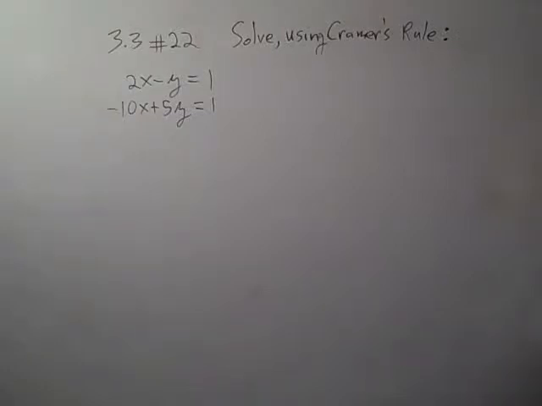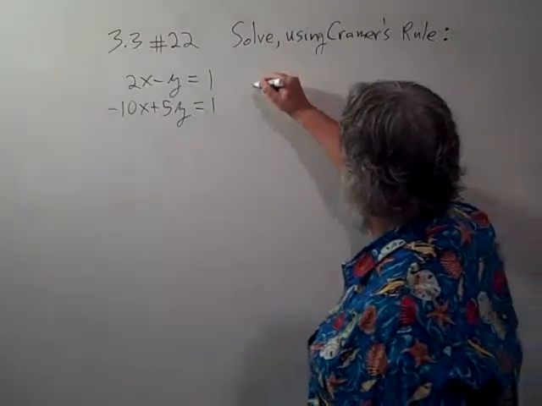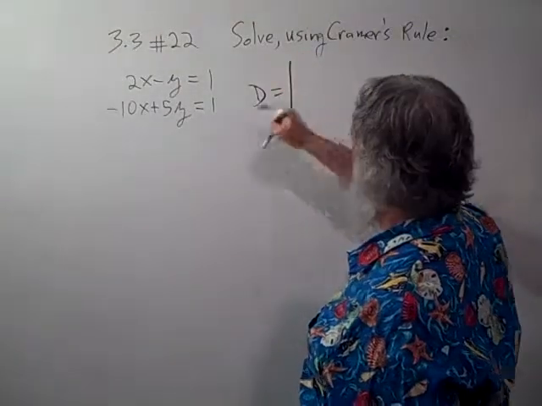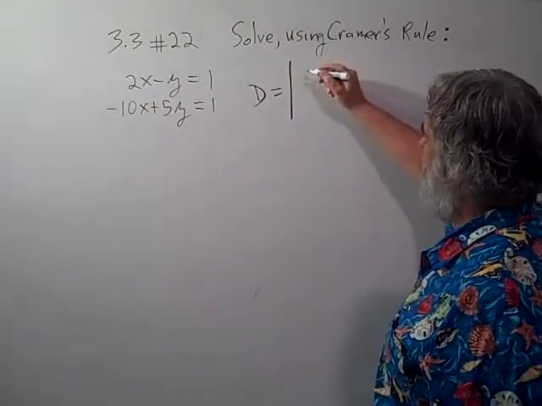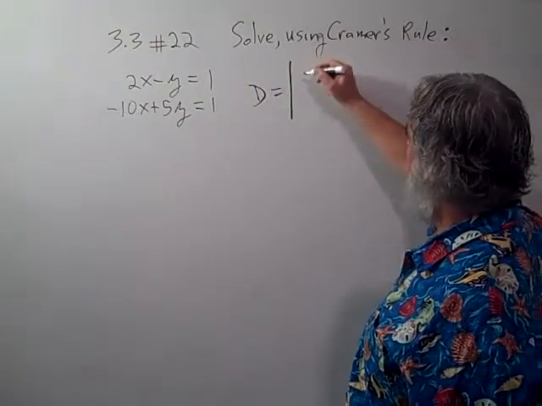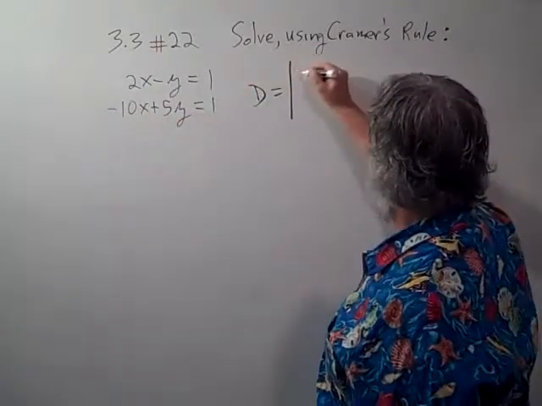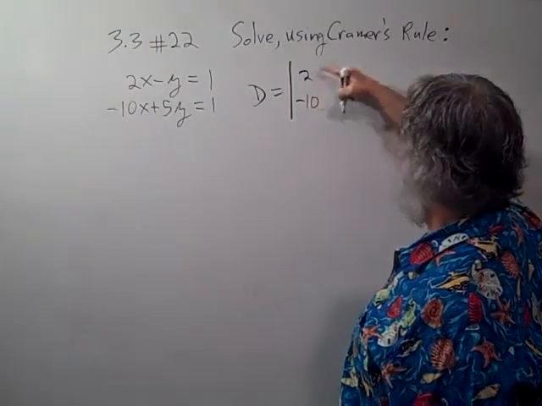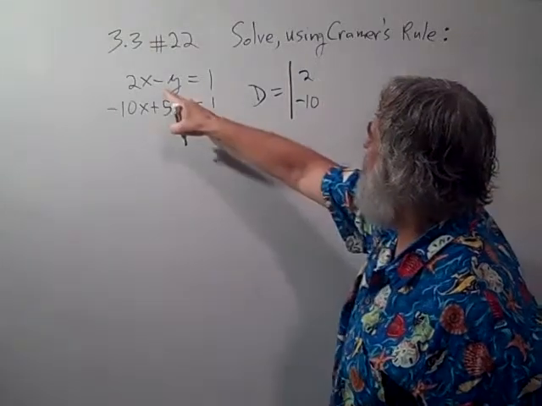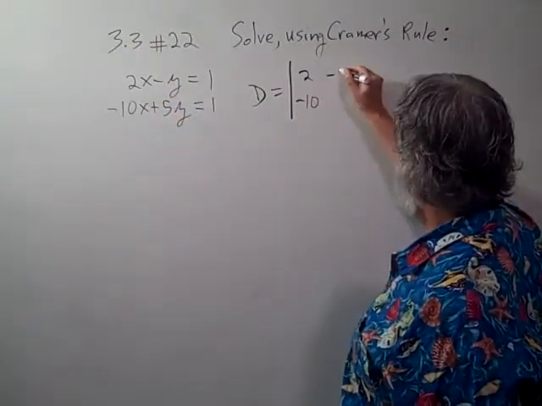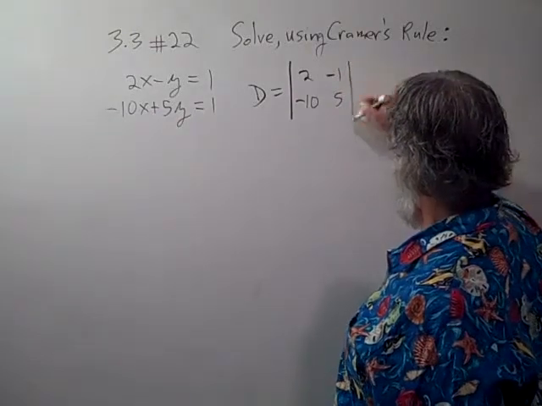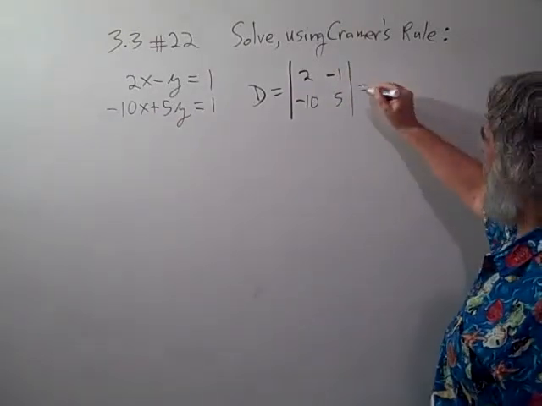Okay, we're going to solve this linear system using Cramer's rule. This requires computing three determinants, the first of which is just taking the coefficients out of the equations on the left. The x coefficients are 2 and negative 10. It's like the x column of the matrix. The y coefficients are negative 1 and 5. So that's the y column of this determinant matrix.